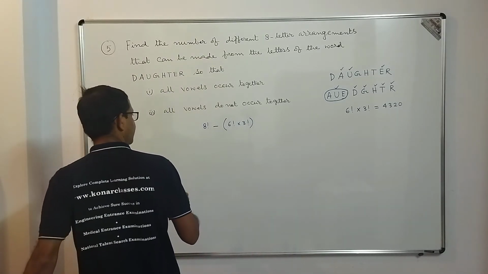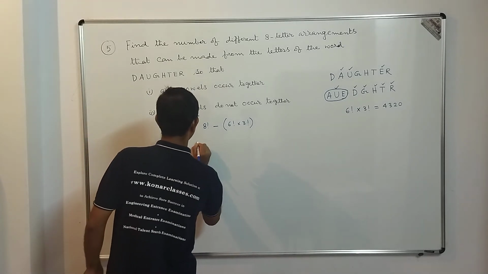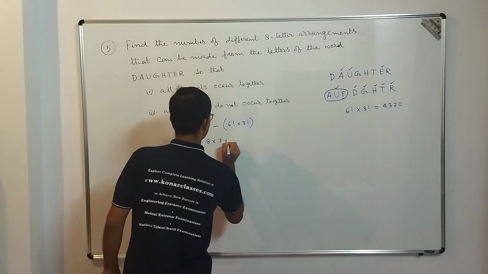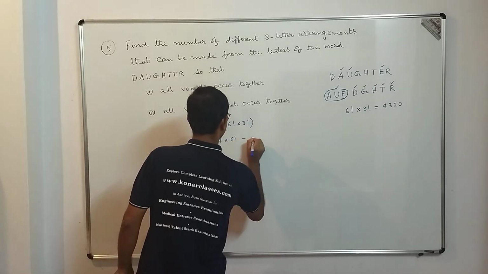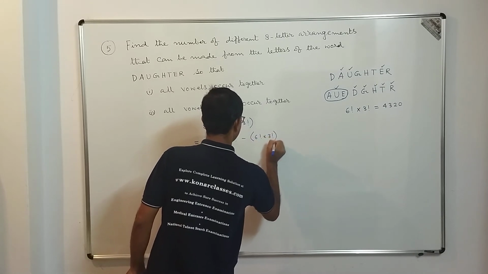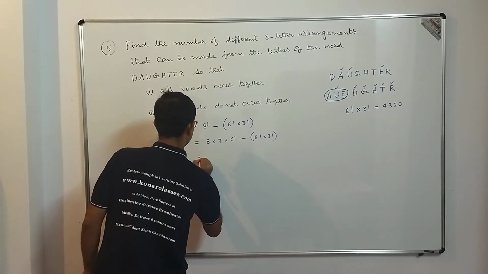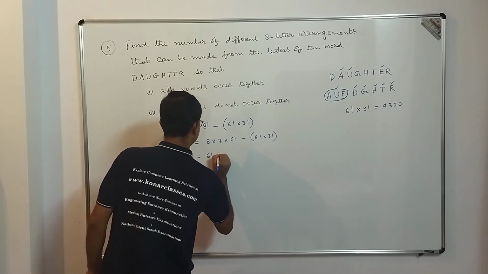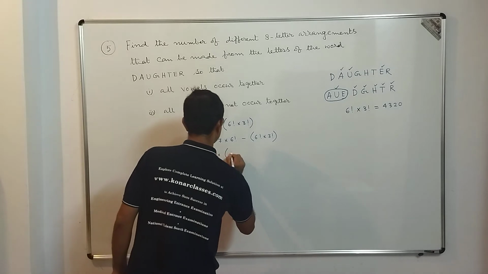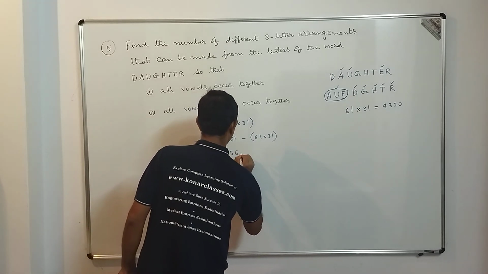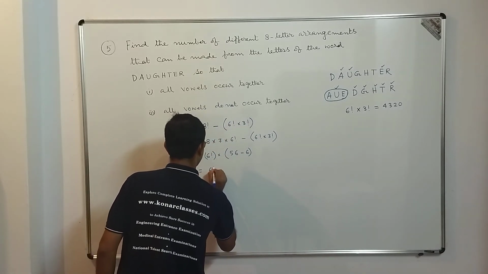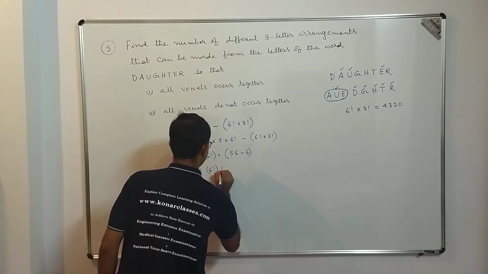So let me do a little bit of simplification here. We can write 8 factorial as 8 into 7 into 6 factorial, minus 6 factorial into 3 factorial. We can take 6 factorial common, then we get 56 minus 3 factorial, that is 6. So it becomes 6 factorial into 50.